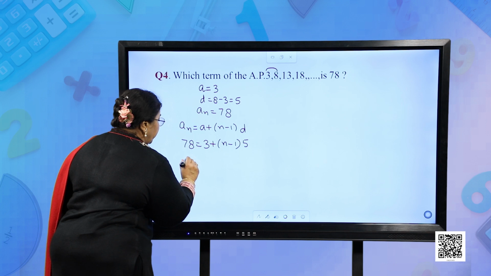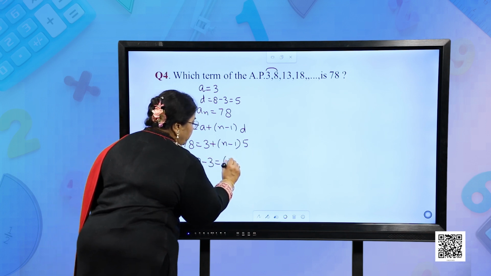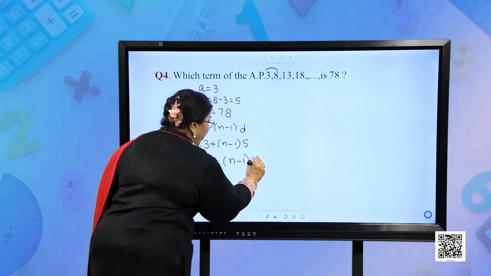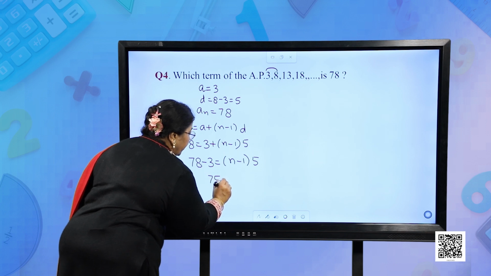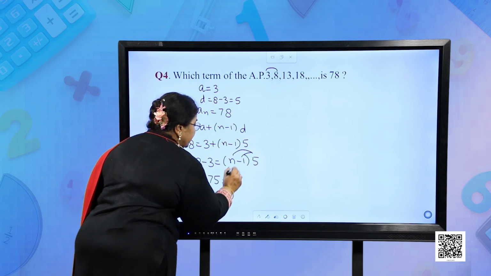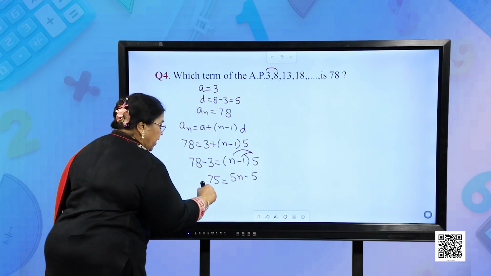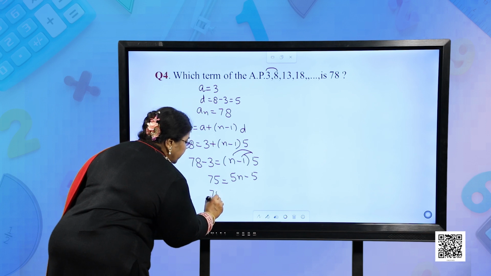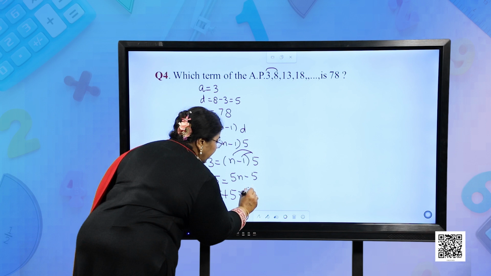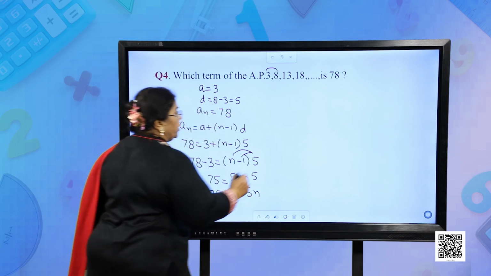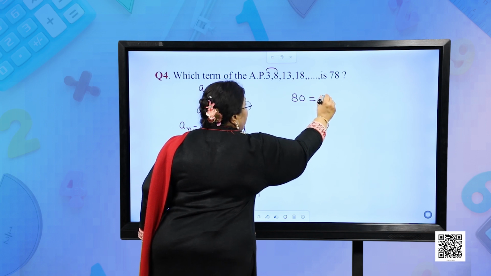Now, if I bring 3 to the left hand side, 78 minus 3 is equal to n minus 1 into 5. What is 78 minus 3? Very good, 75 is equal to, if I open the brackets, I will get 5n minus 5. Now, look, if I bring minus 5 to the left hand side, 75 plus 5 is equal to 5n. Okay. What is 75 plus 5? 80. 80 is equal to 5n.